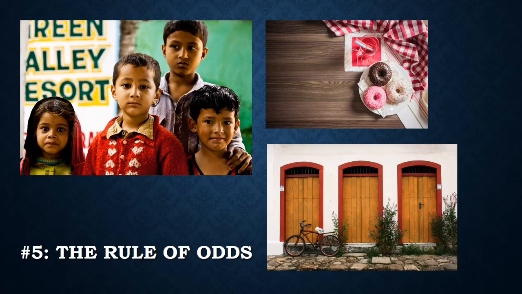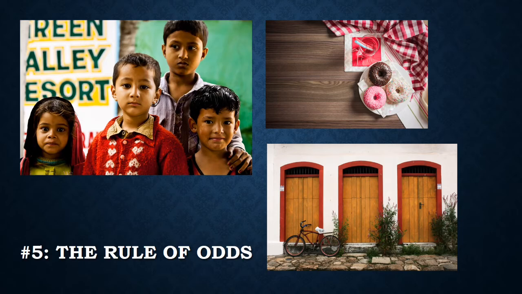Ergo, we have 3 donuts instead of 4, and 3 doors behind the bicycle instead of zooming in on just 2. Now, if you actually can do math, which I'm sure most of you can, you have probably noticed that the other photo I've included on this page happens to have 4 figures, which is, well, not an odd amount. I'm not trying to trick you.